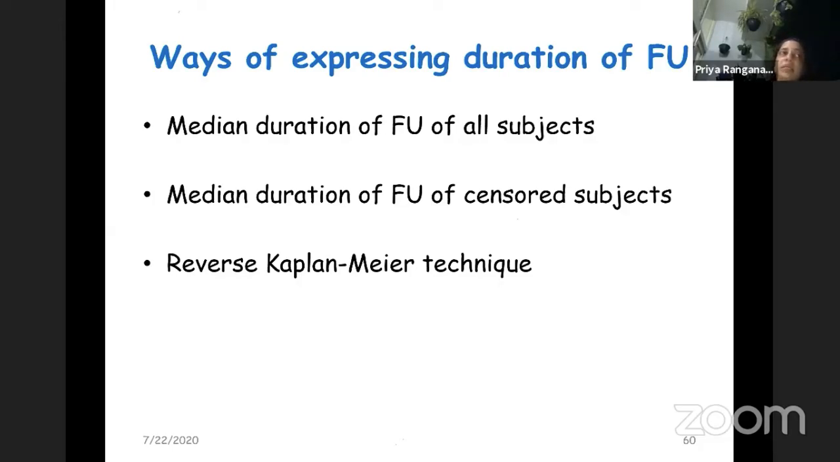The other way of doing it is to do something called median duration of follow-up of censored subjects. So how much data did you get on your censored subjects? How long were they followed up before you had to end the study or before they were lost to follow-up? And the last is something called a reverse Kaplan-Meier technique, which is supposed to be the best. It's very statistical, so I'm not going to get into it. Anyone with interest can please read it up.